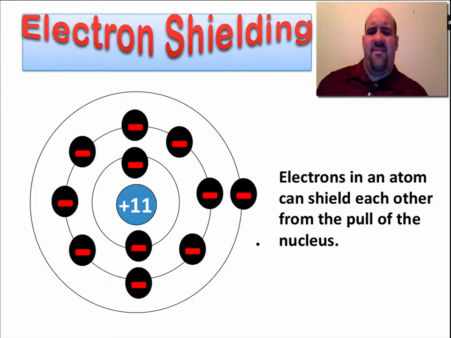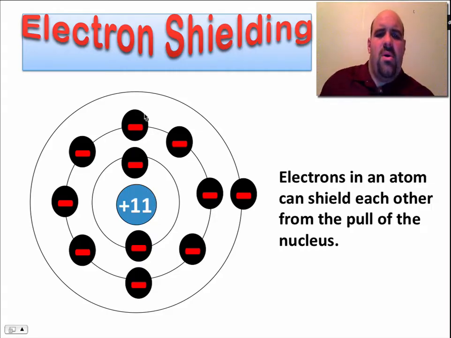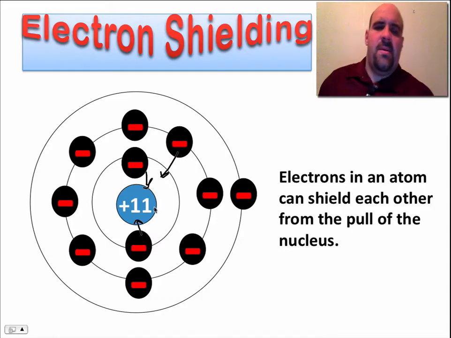And this is very, very important. Electrons in an atom can shield each other from the pull of the nucleus. So according to the electrostatic force, or Coulomb's law, this has a plus charge. All these electrons are minus charges. So there is an electrostatic attraction to them. This is being attracted to the nucleus. All these electrons are being drawn in, opposites attract.